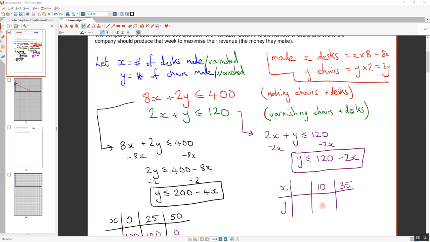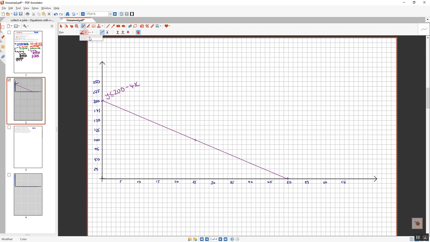What are the values that need to go in here then? If x is 10, y is 100, and then this is going to be 50. So I can plot these, 10 and 100. Let's do it in green. So 10 and 100. And what was the other one? 35.